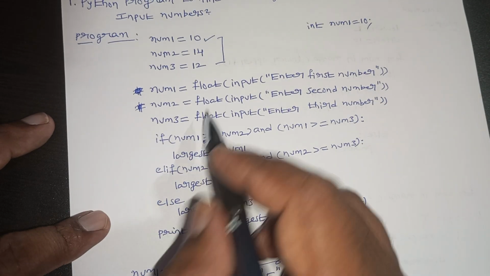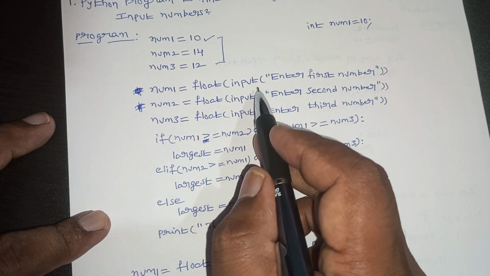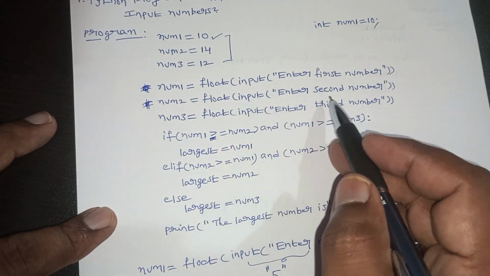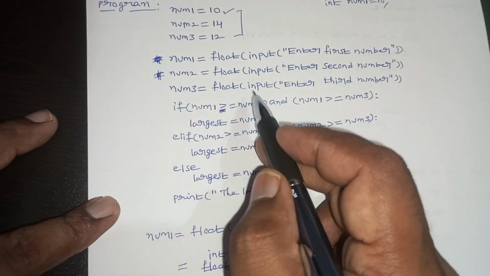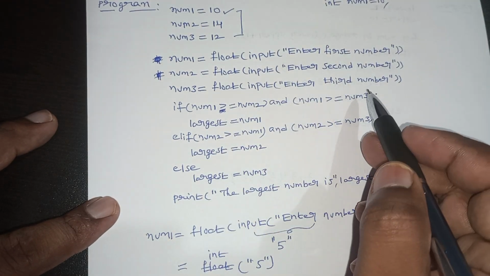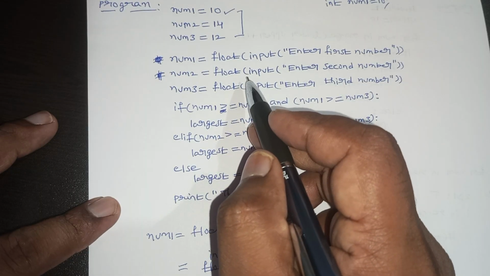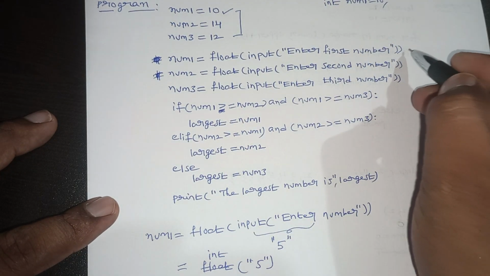That is the purpose of float of the input function, "Enter the first number". num2, float of input, "Enter the second number". num3, float of input, "Enter the third number". You can take int or float, whatever you want. That is all about these three things.